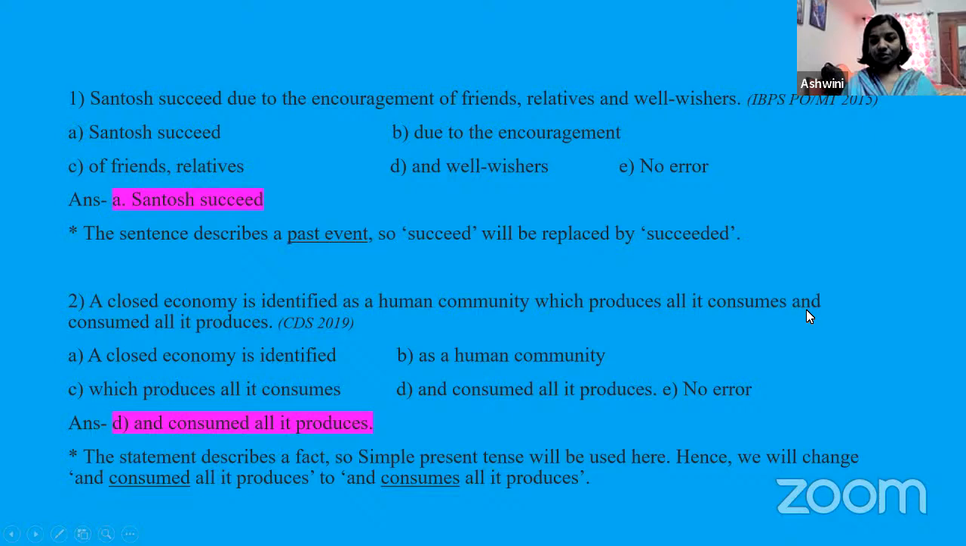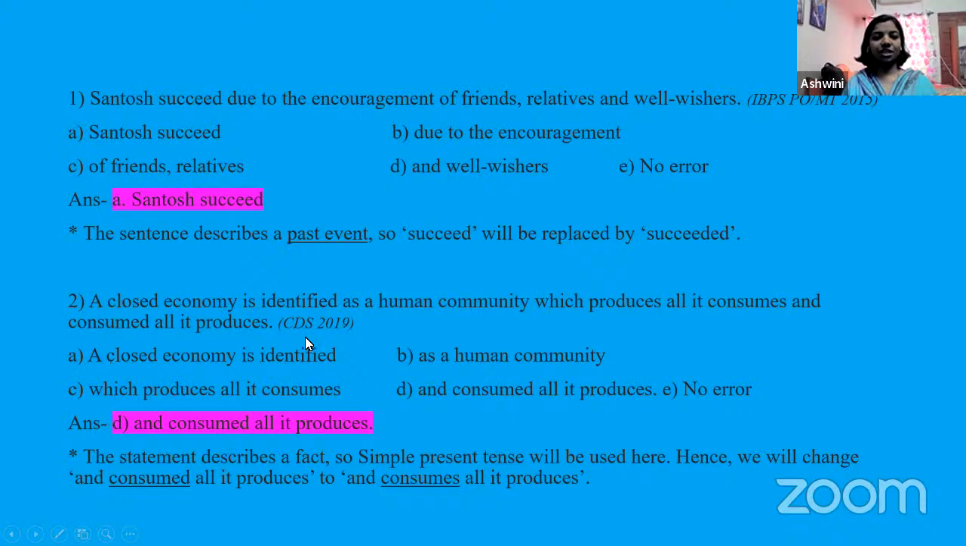Now the next example: a closed economy is identified as a human community which produces all it consumes and consumed all it produces. This is a fact given for you, and you have to know that if the sentence is about a fact, it should be in present tense. Which tense will it be in? Present tense. If it is a fact, it should be in present tense. So here, a closed economy is identified.